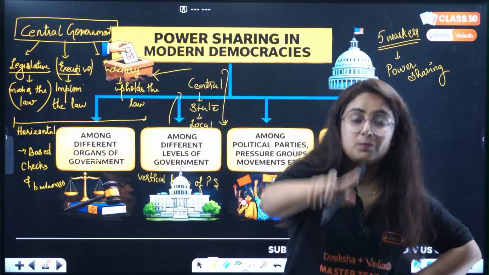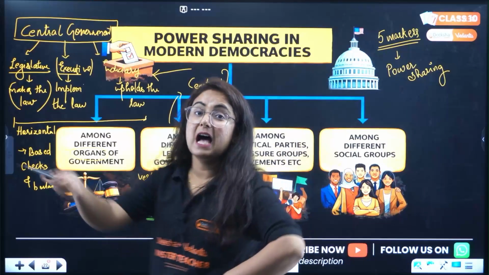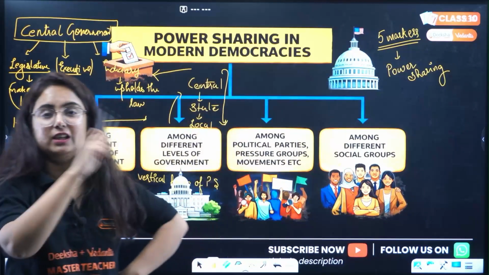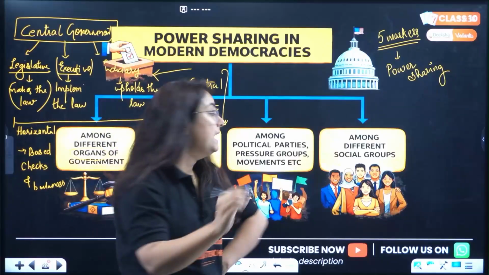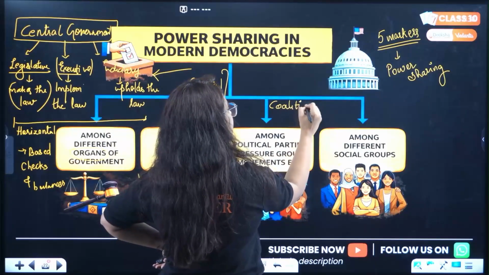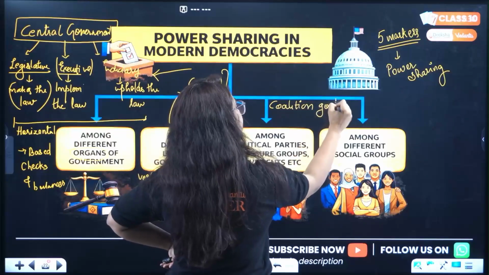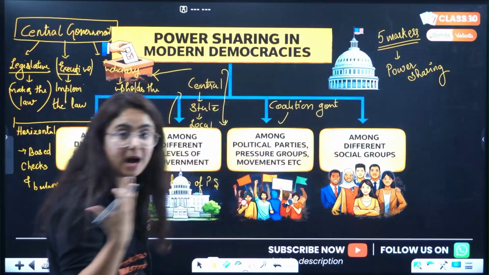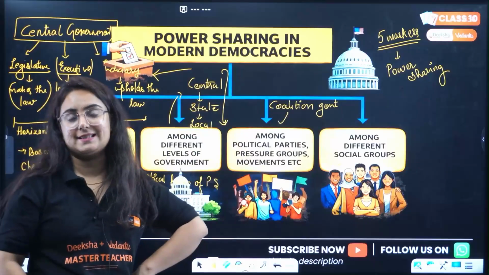So when two or more political parties come together to contest election and form the government, that type of government is known as coalition government. The government formed is known as coalition government, which is an example of power sharing among political parties.